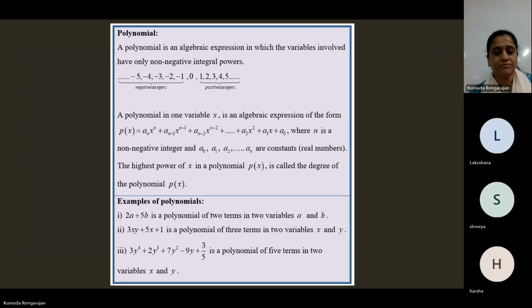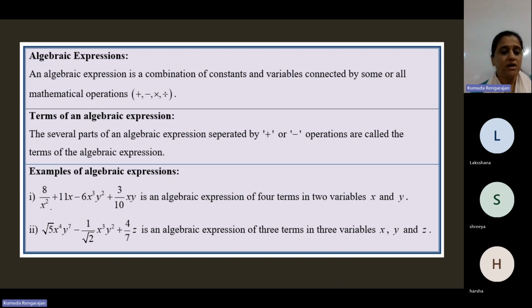Right? So let's check this one first. Now we said this one is an algebraic expression, right? Now this one is not a polynomial. Why? See, this one is an example of an algebraic expression, but this is not a polynomial. We'll see why. Now look at the first term.